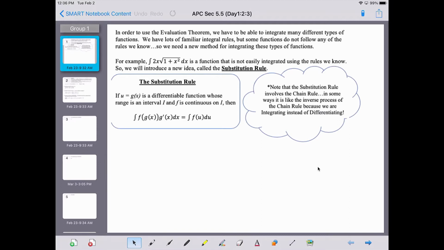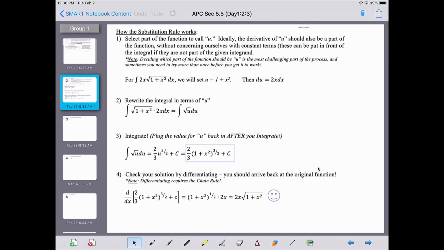So first of all, how does the substitution rule work? The first thing that you have to do is you have to select part of your function that is going to be called your u. And ideally, the derivative of u should also be part of the function. This is what I was just saying a moment ago, without concerning yourselves with, and again, this shouldn't say constant term, this should say coefficients, because these can be put in front of the integral if they are not part of the given integrand.